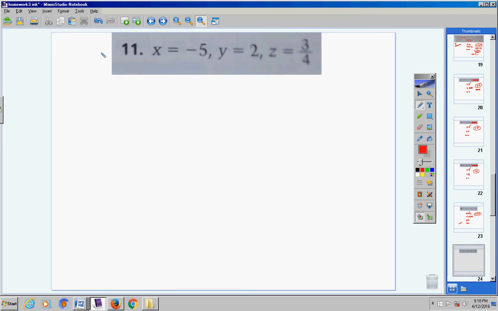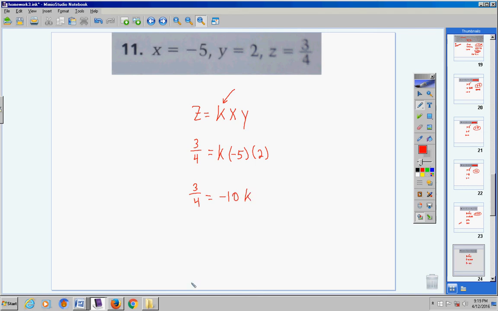Okay, z varies jointly with the product of x and y, so I'm going to use that model there. We're going to solve for k first, like always. So where z is, I'm going to put 3/4. Where x is, I'm going to substitute -5. And where y is, I'm going to substitute 2. Multiply these two together. Now I have 3/4 equals -10k.